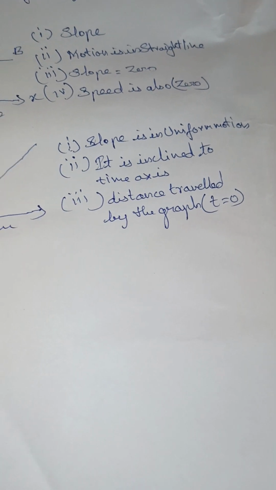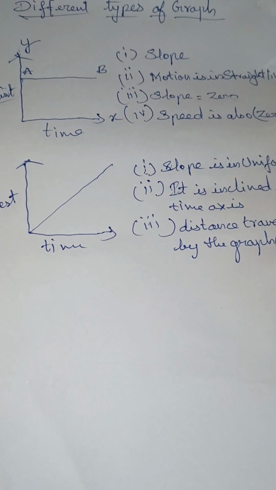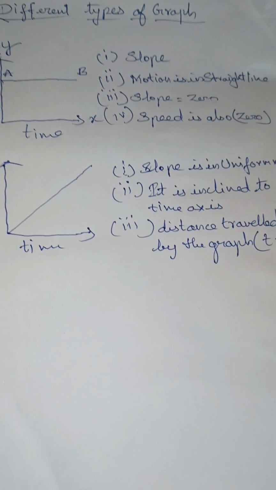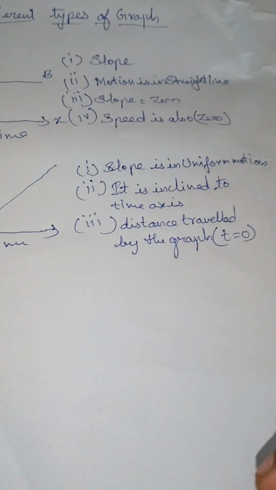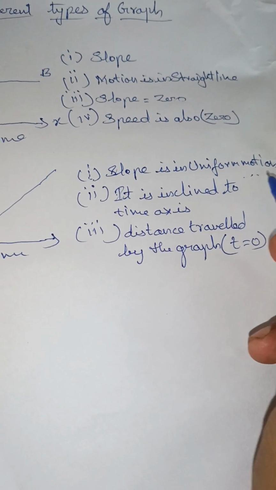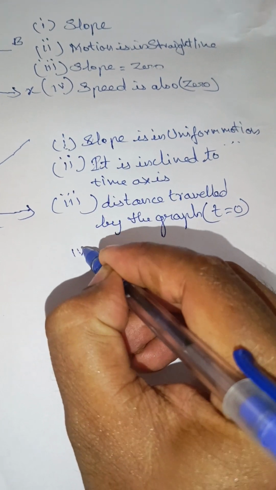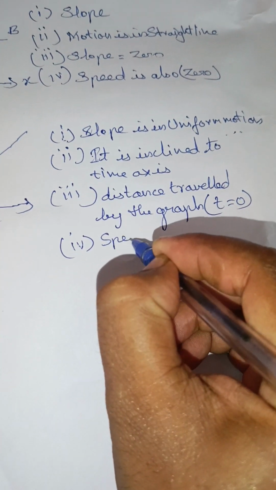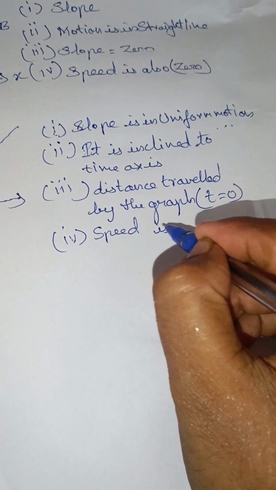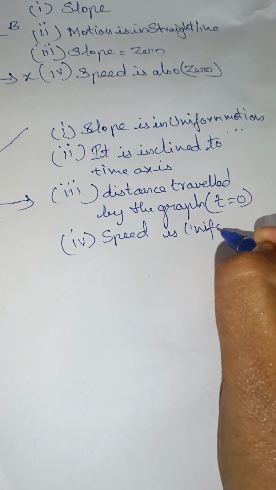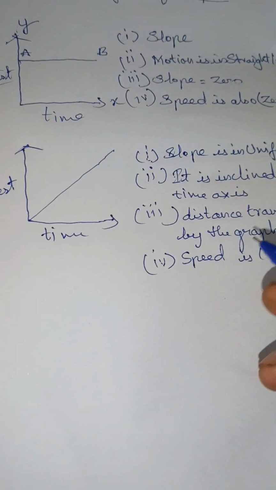From this graph we can calculate the slope of the graph. With this we can say the slope of the graph is uniform, so the speed is also uniform. Obviously, speed is uniform.